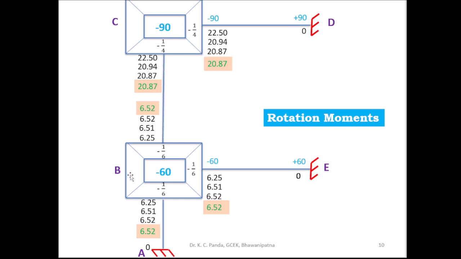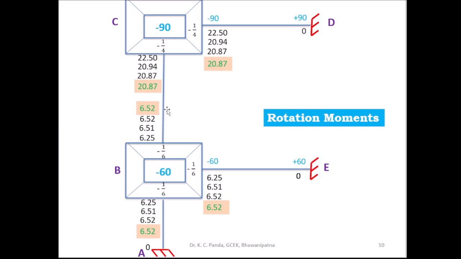Then you go to joint B. At joint B, 3 members meet, BA, BE and BC. When you find out the near end rotational moment at joint B in the second cycle, you have to take the far end rotational moment. At joint A this is 0, at joint E this is 0 due to fixed end, and here you have to take the far end rotational moment m dash CB 20.94. This side you take 20.94, this side 0 and this side 0, and find out m dash BC, m dash BE and m dash BA.